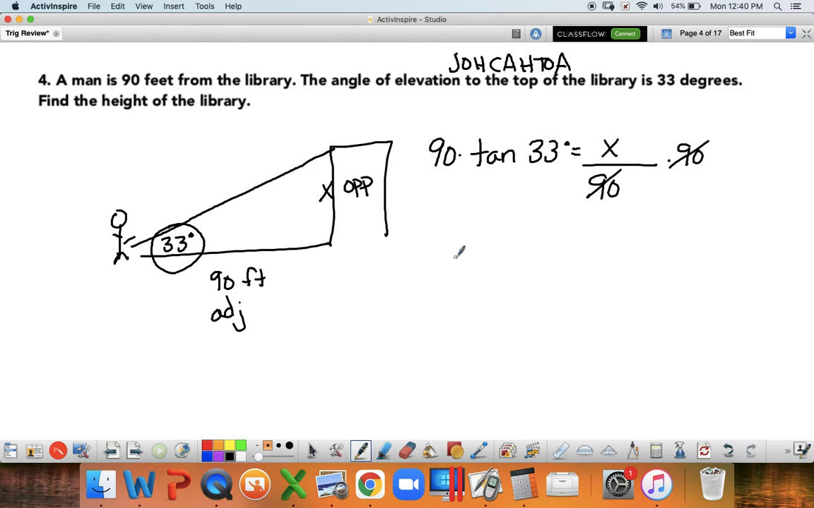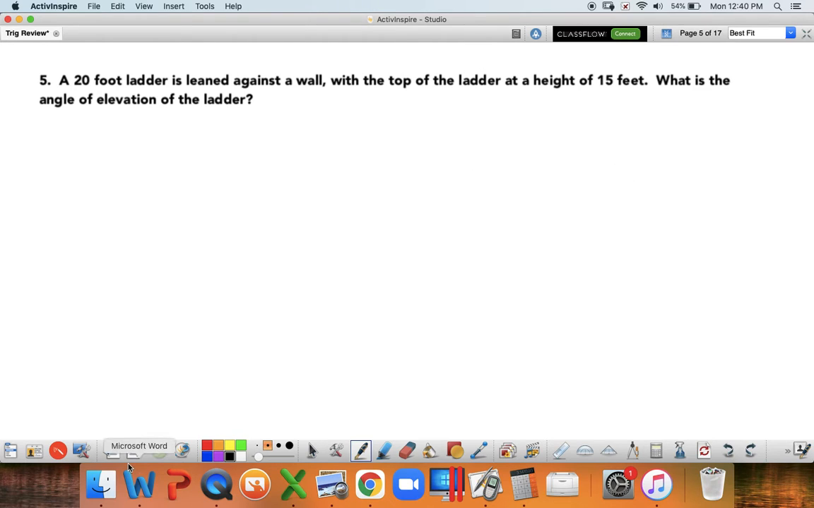A lot of trigonometry you'll see this year, we're going to be using the calculator quite a lot. We have to really know how to use it. Make sure you're in degree mode on your calculator. You should get about 58.45 feet. That's how high the library is. All right, let's look at our next question.